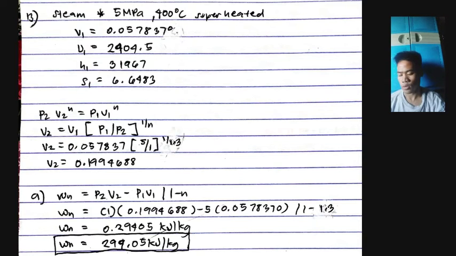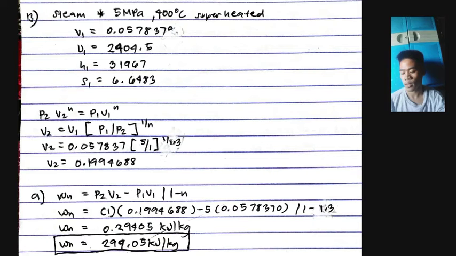raised to n is equal to P1 V1 raised to n, and for finding V2, it will be V2 equals V1 times P1 over P2 raised to 1 over n, and by substituting, V2 equals 0.057837 times 5 over 1 raised to 1 over 1.3, and by calculating it, our V2 equals 0.1994688.